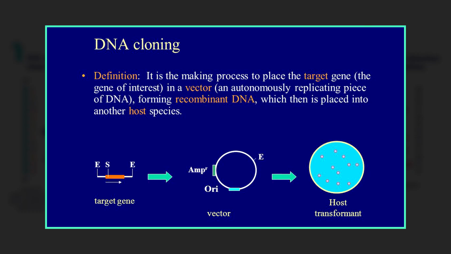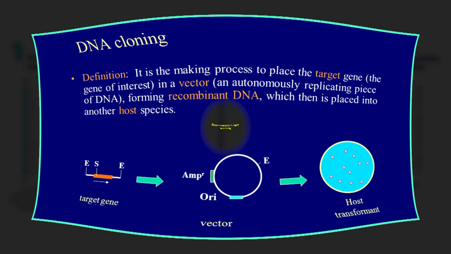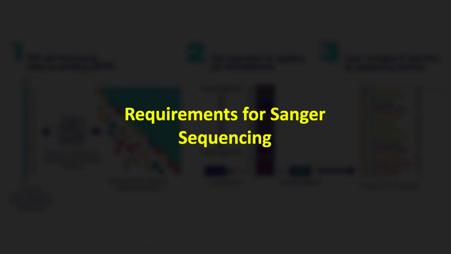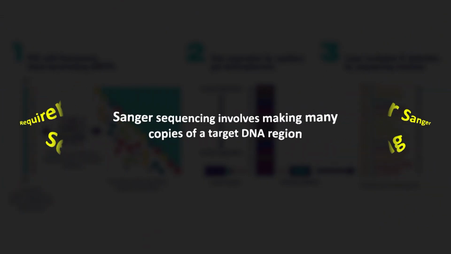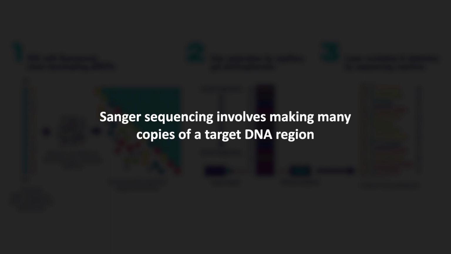Although genomes are now typically sequenced using other methods that are faster and less expensive, Sanger sequencing is still in wide use for the sequencing of individual pieces of DNA, such as fragments used in DNA cloning or generated through polymerase chain reaction. The requirements for Sanger sequencing are: Sanger sequencing involves making many copies of a target DNA region.